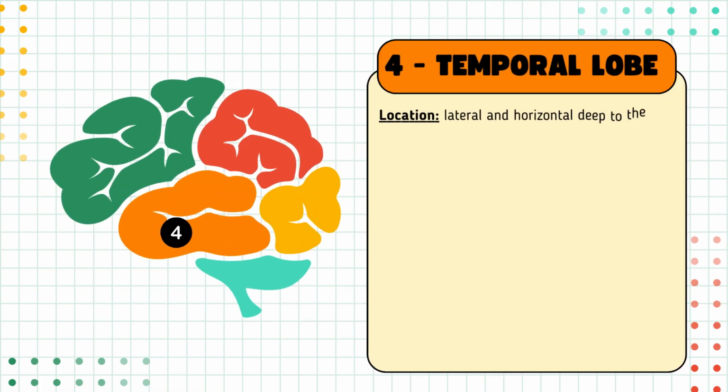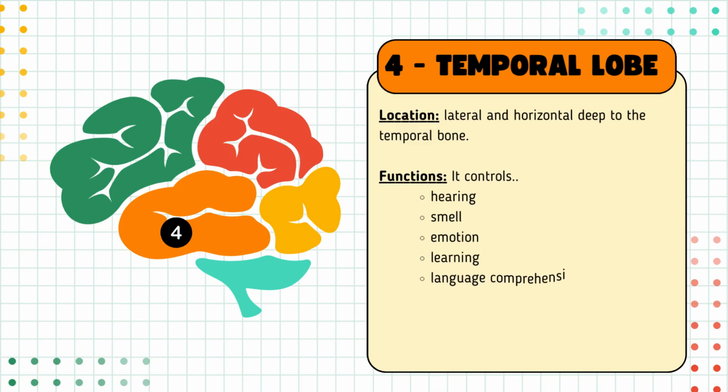Number 4 is the temporal lobe. It is located on the lateral and horizontal, and it's deep to the temporal bone. I have it labeled on the left as number 4. Its function is it controls hearing, smell, emotion, learning, language comprehension, memory consolidation, verbal memory, visual and auditory memory.